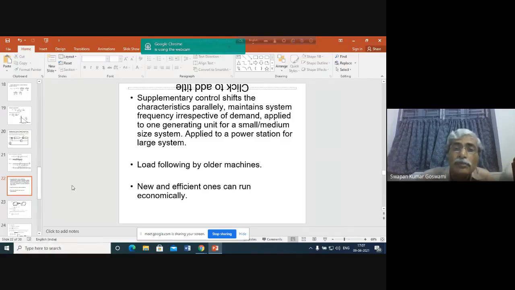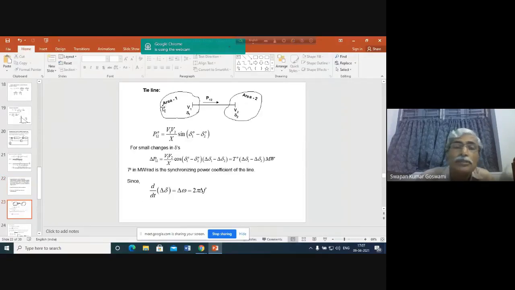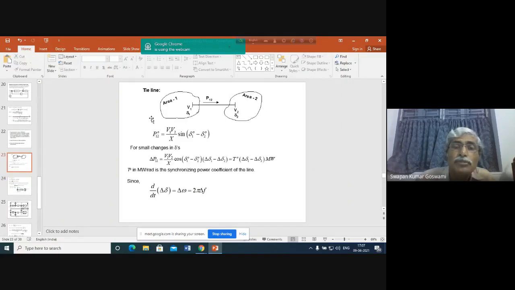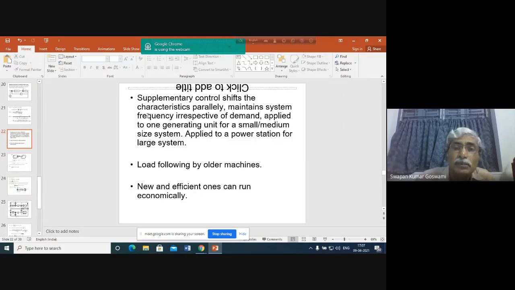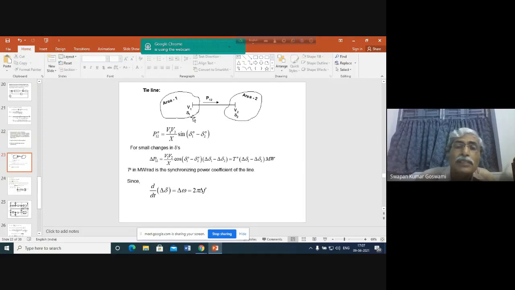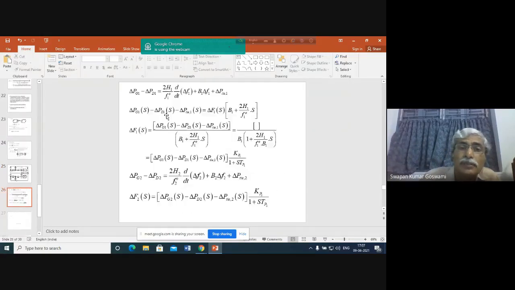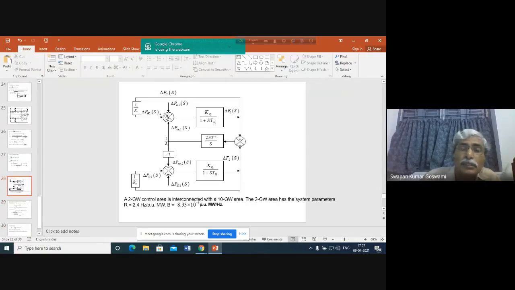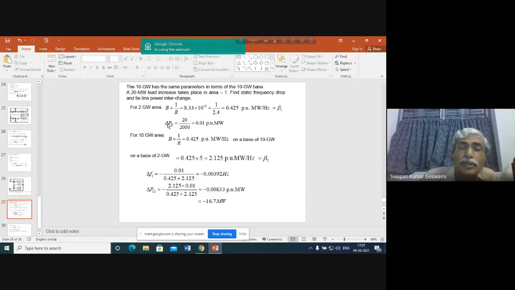In this way, they are maintaining the system economy. Okay, so older machines may be performing the load following actions, and newer machines can be used to run economically. So this is how the speed control, or frequency control, is being implemented. Okay, so basically this much was to discuss regarding the frequency control, and what is left, though it is there, will not be a part of your load frequency control discussion for your purpose.